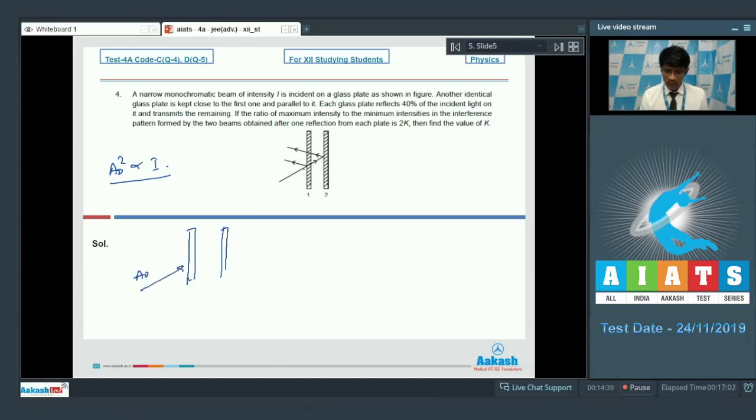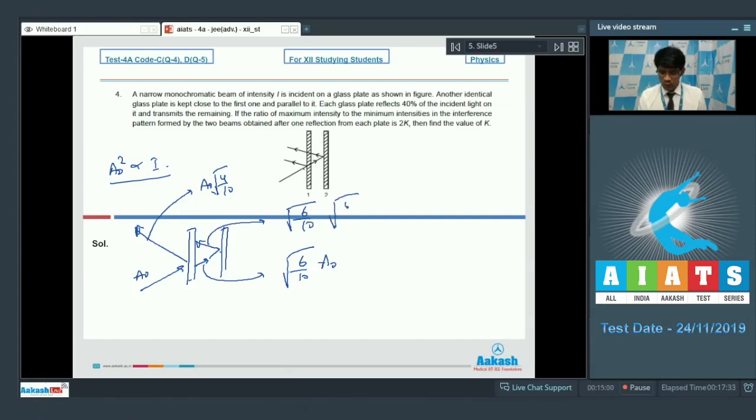Here the initial amplitude is A naught. Transmitted light would be how much? 60% of the incident one. So here for the first one, the amplitude would be root under 6 divided by 10 into A naught. And along the direction, this first reflected amplitude will be how much? This one is A naught root under 4 divided by 10. Further, on this side, on second reflection, this portion will have root under 6 divided by 10 into root 4 divided by 10 A naught.